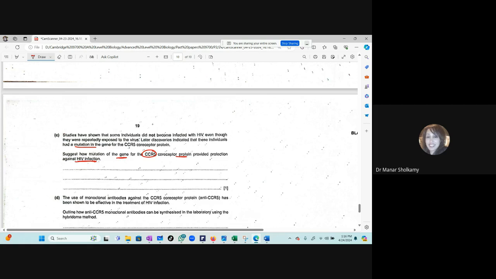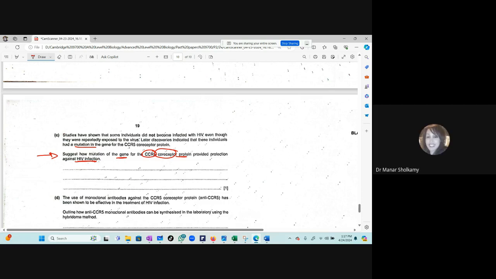So when you have a mutation in a gene that is a receptor for HIV, how will this protect you from HIV? Very easy question also. Farouk, how can you answer this question? The receptor that allows the entrance of the HIV into the host cell has been mutated. Okay, so the HIV can't enter anymore, so it can't cause an infection.